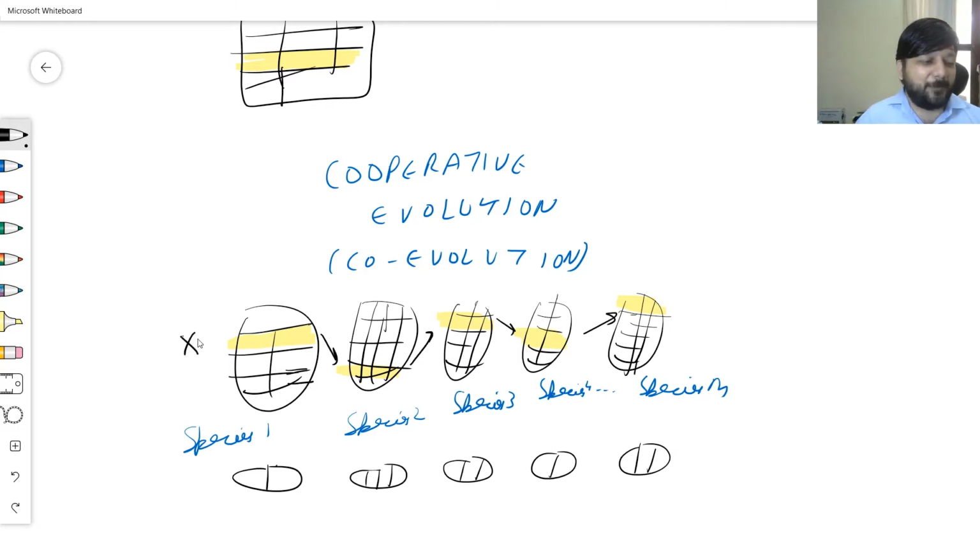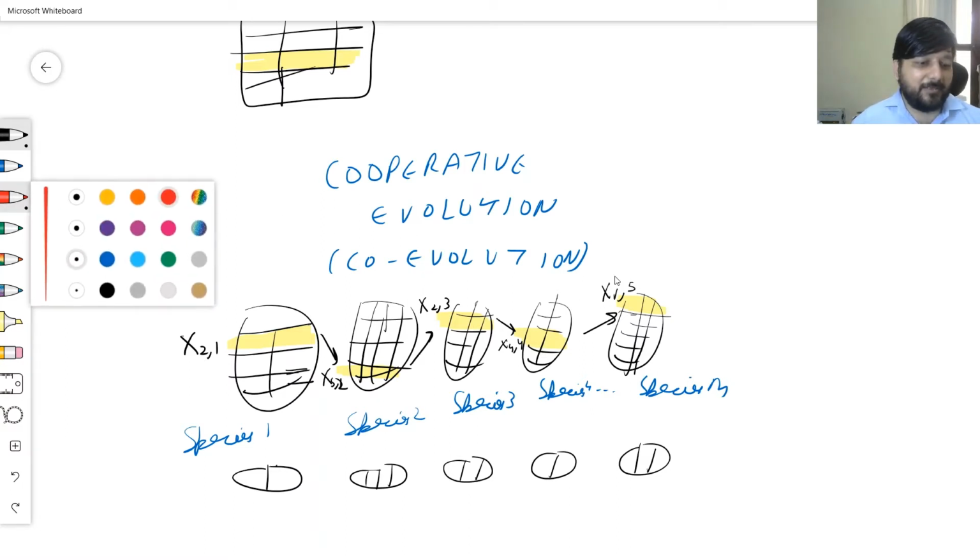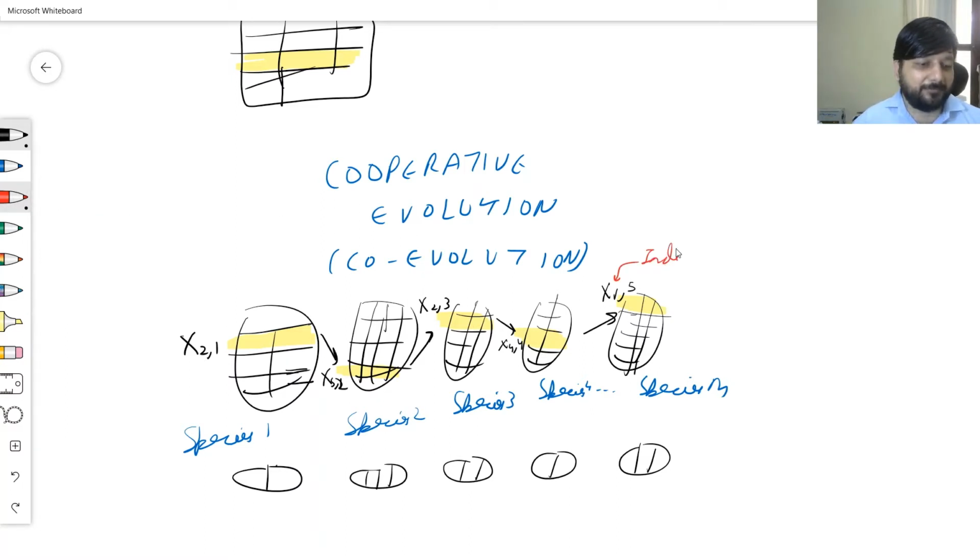So let's say this was x2 species 1, x5 species 2, x2 species 3, x4 species 4, and x1 species 5. So this is the individual number and this is the species number.